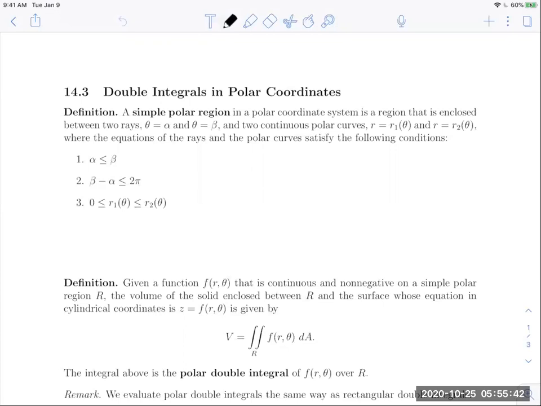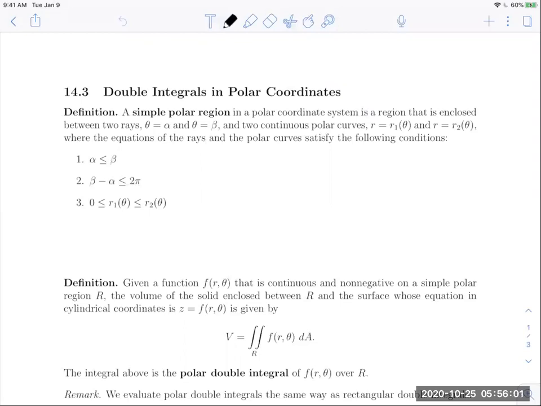Two, that beta minus alpha is less than or equal to 2 pi. So we're not going to allow them to be more than 2 pi apart. And then finally, that r1 of theta is less than or equal to r2 of theta. So those polar curves aren't crisscrossing back and forth.